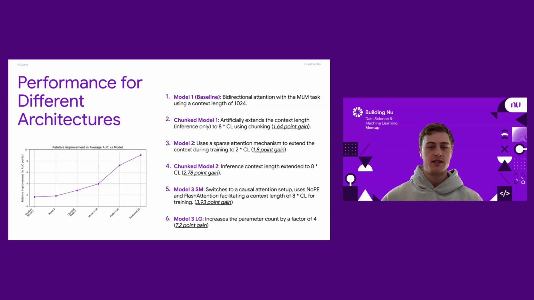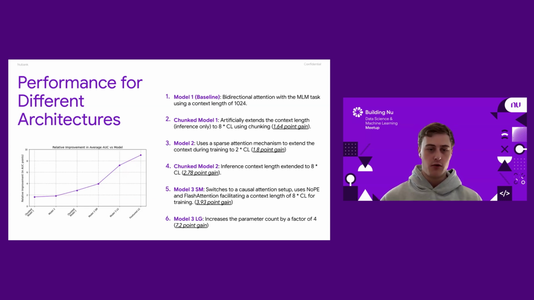Now, model 3 is where we start to really change the structure of the model. So we switch to a causal attention setup. So rather than a BERT style model, this is more similar to a GPT style model now. And we add no positional embedding. And we also use flash attention. And so these changes all combined allow us to actually train with a context length of up to 8,192. So originally what we were achieving with our chunking, we can now train with that context length. And we don't have to rely on this sort of primitive chunking procedure. And we can see we get a very substantial improvement.